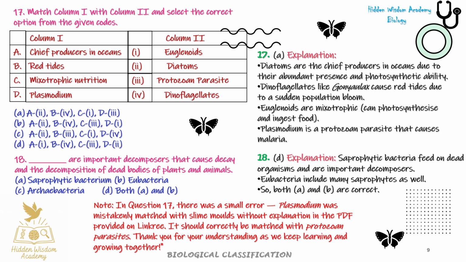Dinoflagellates like Gonyaulax cause red tides due to a sudden population bloom. Euglenoids are mixotrophic, can photosynthesize and ingest food. Plasmodium is a protozoan parasite that causes malaria. So, option A is the correct answer.